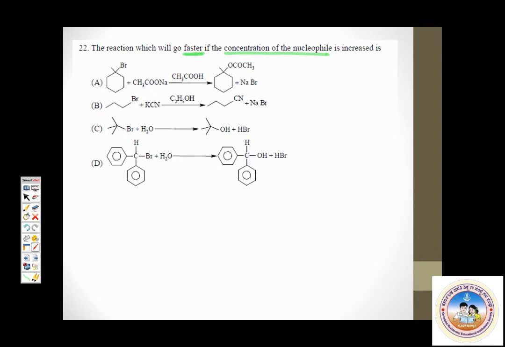SN2 follows second order kinetics, and for which I can write the rate equation as R is equal to K, rate constant, into molar concentration of the alkyl halide and molar concentration of the nucleophile. Okay, so when concentration of nucleophile is increased, rate increases, it has to be SN2 mechanism. Okay, and what's the order of reactivity for SN2? For SN2, I'll write the order of reactivity again: primary greater than secondary greater than tertiary. Once you analyze this, our job becomes easy.